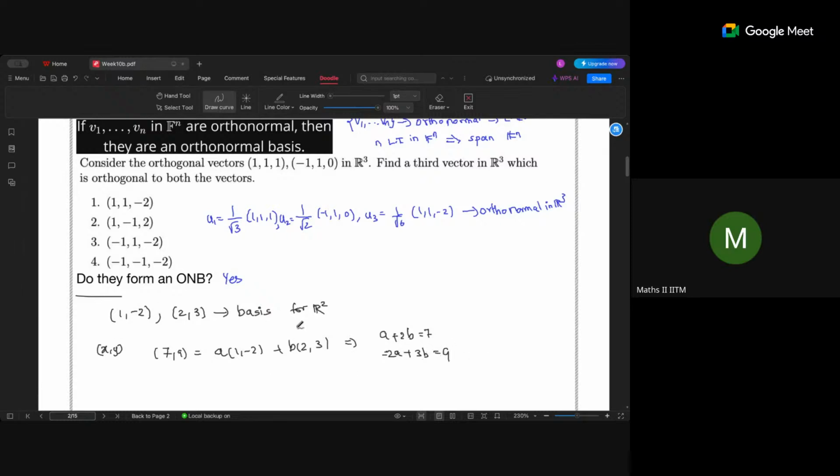So this is in the case of R2. For R3, R4, the complexity will increase, right? So we need to solve the system of linear equations to find the coefficients. But if it is an orthonormal basis, the process of finding the coefficients is much simpler when compared to a regular basis. How is it simpler?